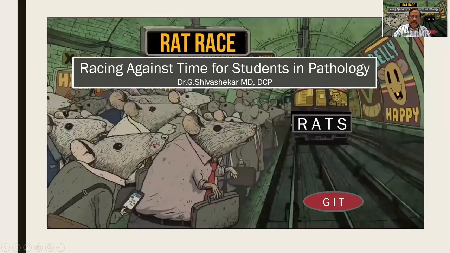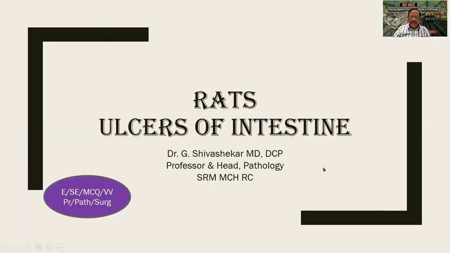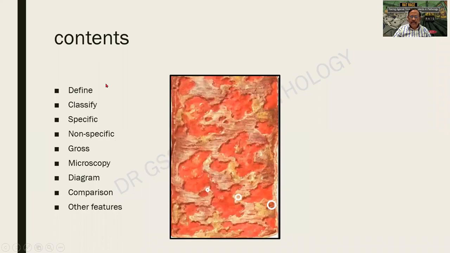Dear students, welcome to Racing Against Time for Students in Pathology and our continuation of GIT shall be there. The topic for the day is ulcers of the intestine and the significance is given within the enclosure. And these are the subheadings we shall be dealing with. Always think of the subheadings will take you to the answer.